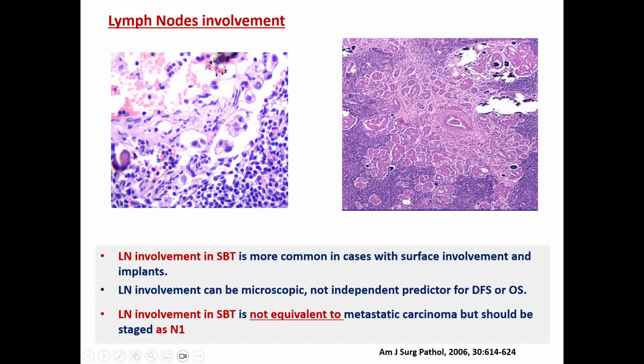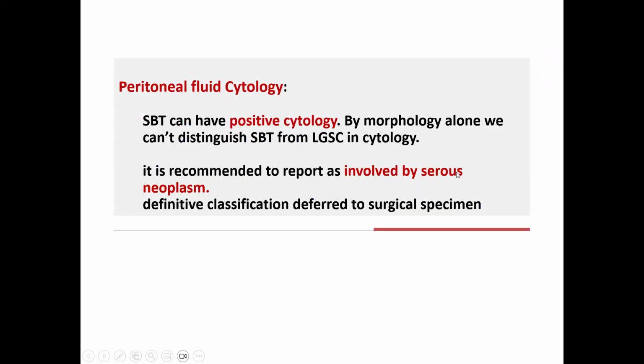Unlike that, some cases of serous borderline tumor can show destructive invasive low-grade serous carcinoma in the lymph node. This will be called carcinoma. So lymph node involvement by serous borderline tumor is different from involvement of the lymph node by low-grade serous carcinoma. So here is the serous borderline, and here is the low-grade serous carcinoma in the lymph node.